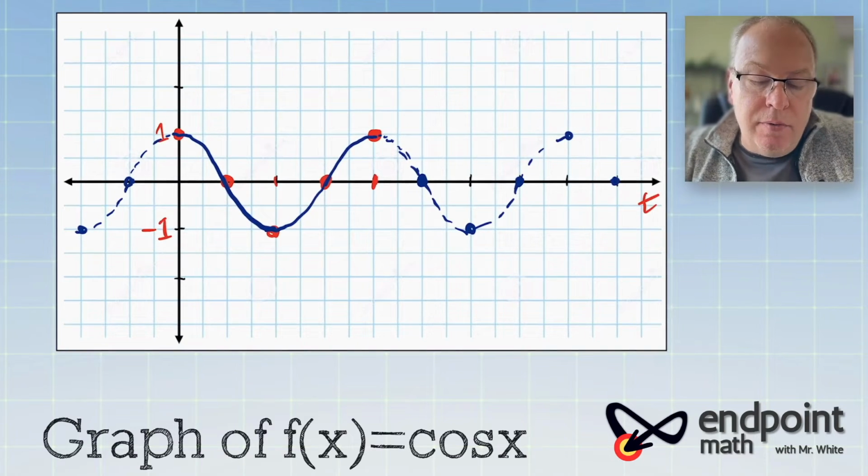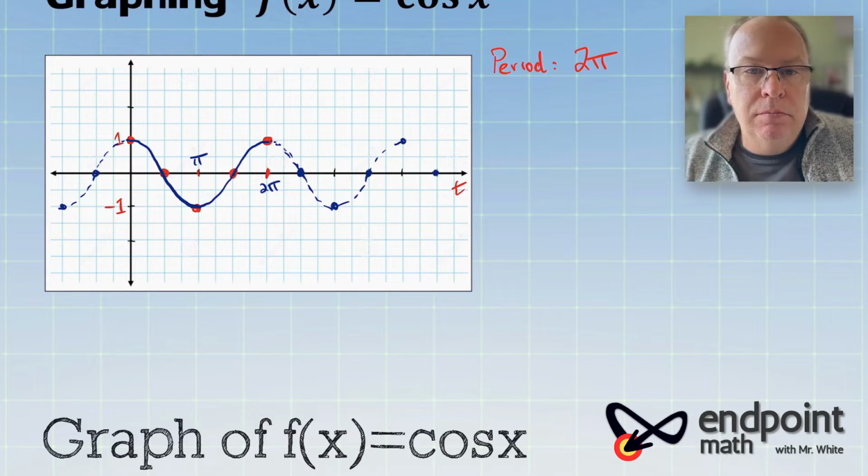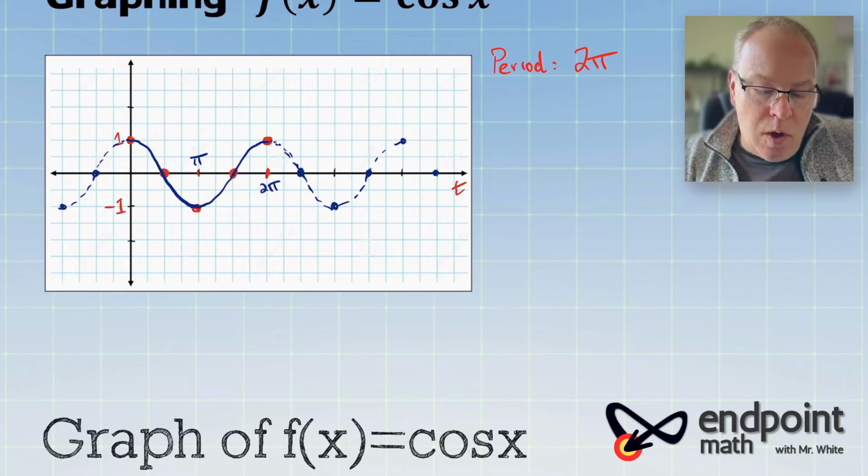All right, you know what I didn't do? I didn't label my x-axis, so let's make sure we do that. This was 2 pi. This was pi, because that's right in the middle. Right? In the middle of 2 and 0 is 1 pi.